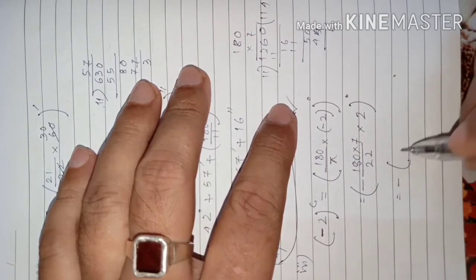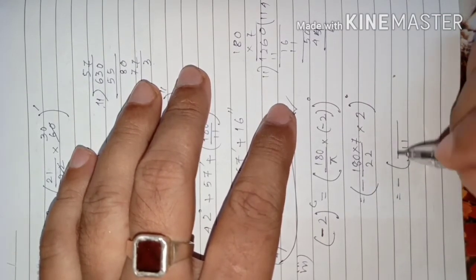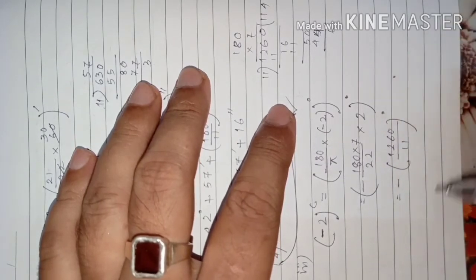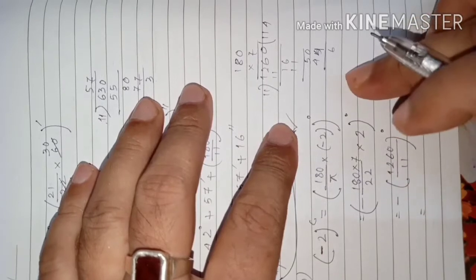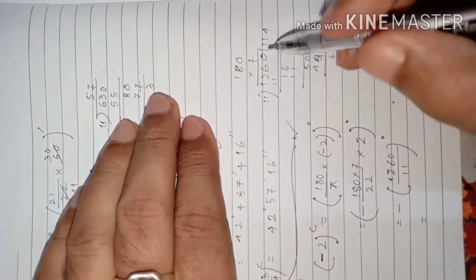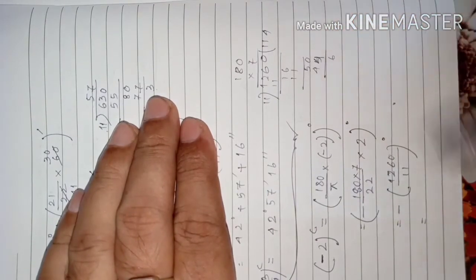Or you can keep it like this also. By 2 cancellation, it will be 11 here, and it will be 1260 degrees. And if you divide this 1260 by 11, you will get 114 degrees.